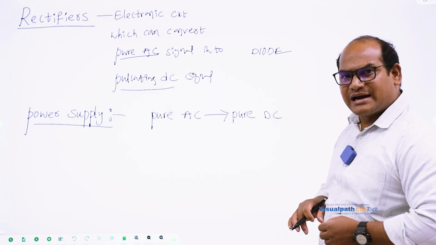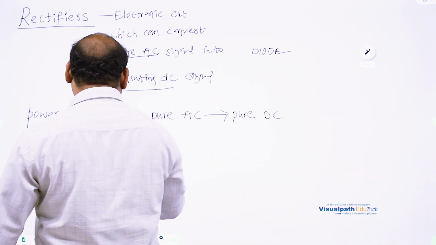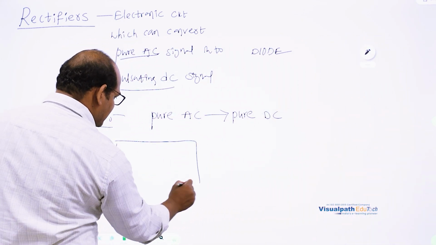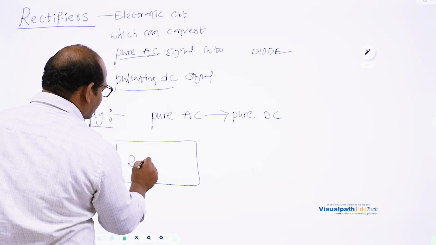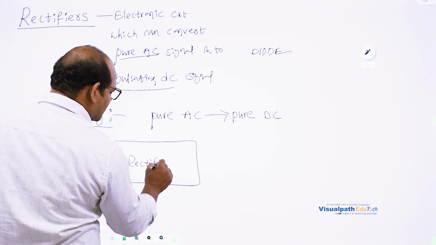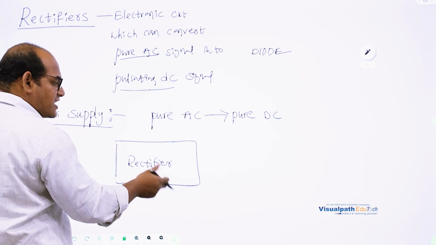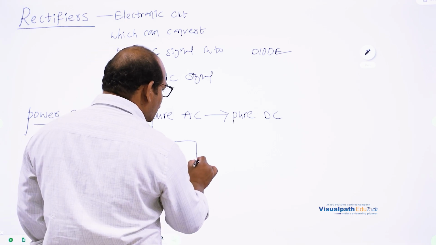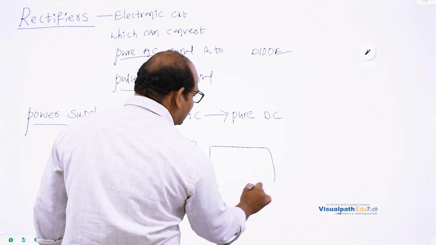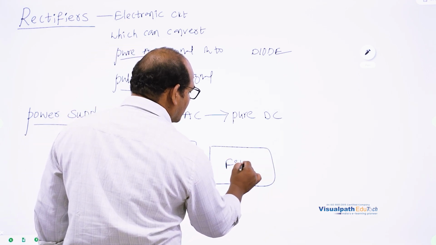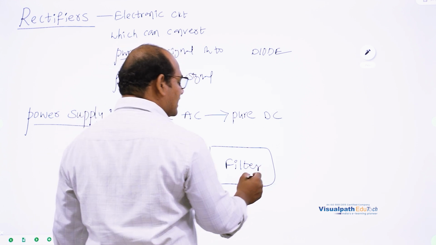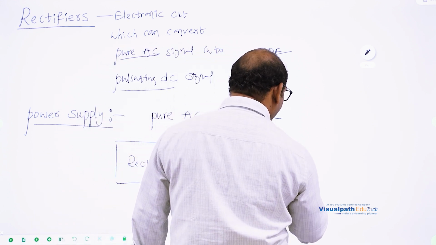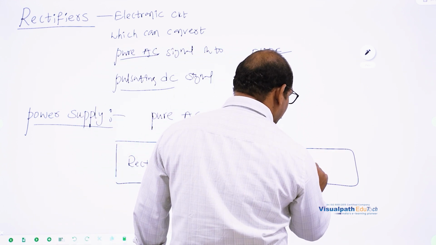So here I will take the block diagram of the power supply. The first block of the power supply is the rectifier, and our topic is the rectifier. We will focus on this one. After the rectification process, the output of the rectifier is given as input to the filter. And then the output from the filter is given to the regulator.